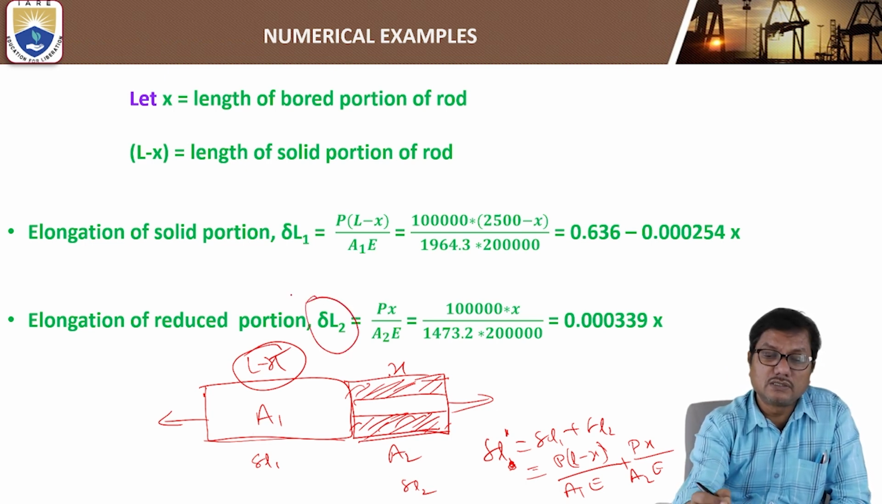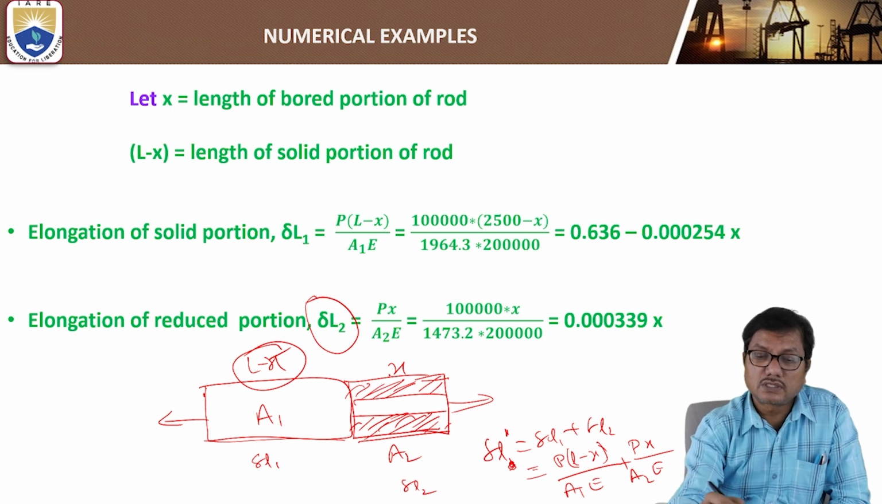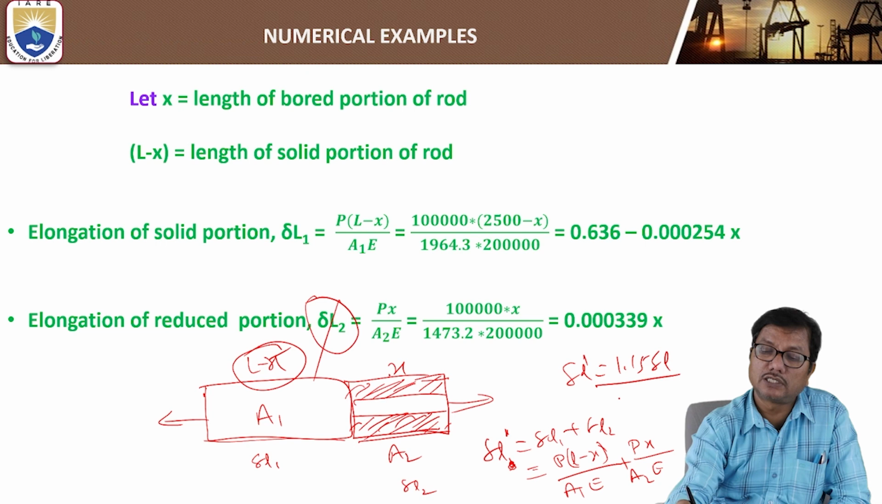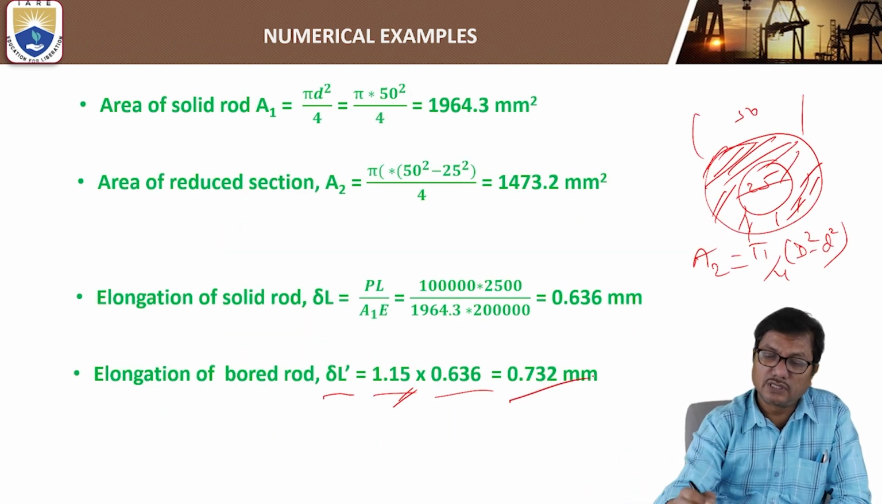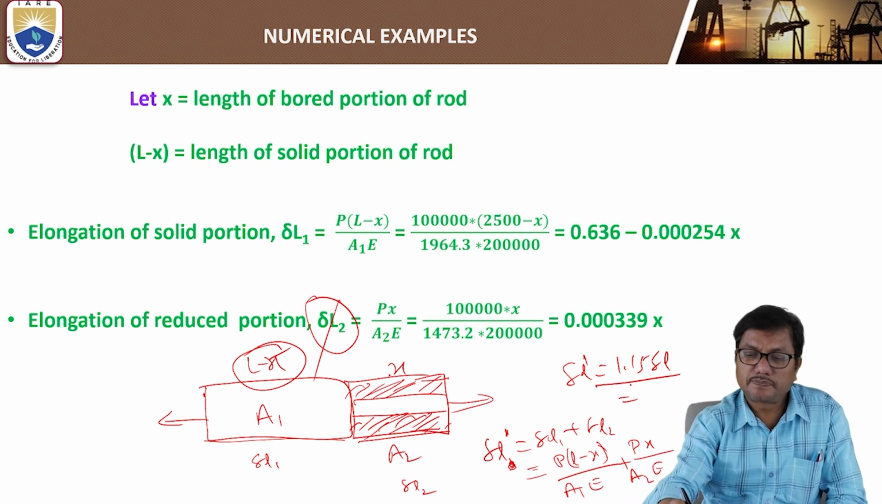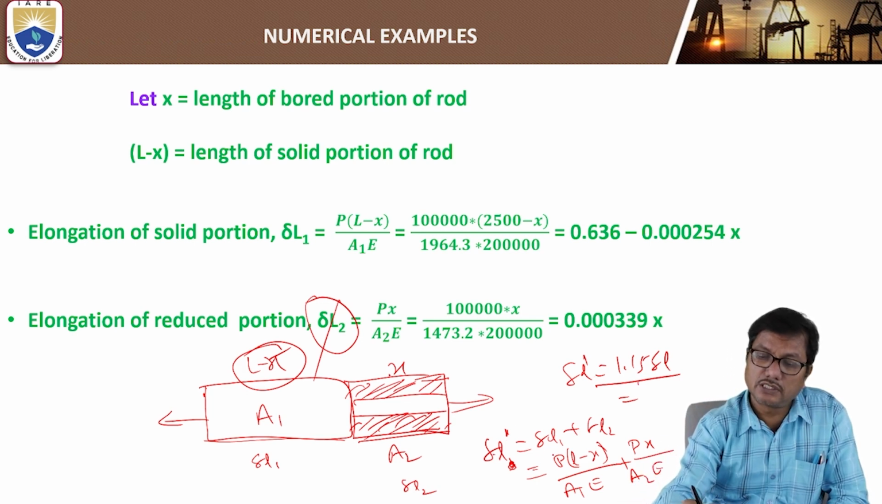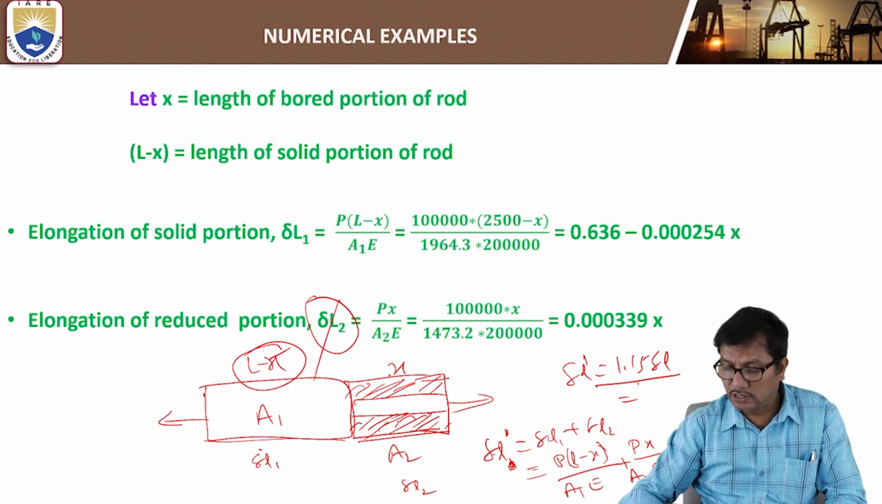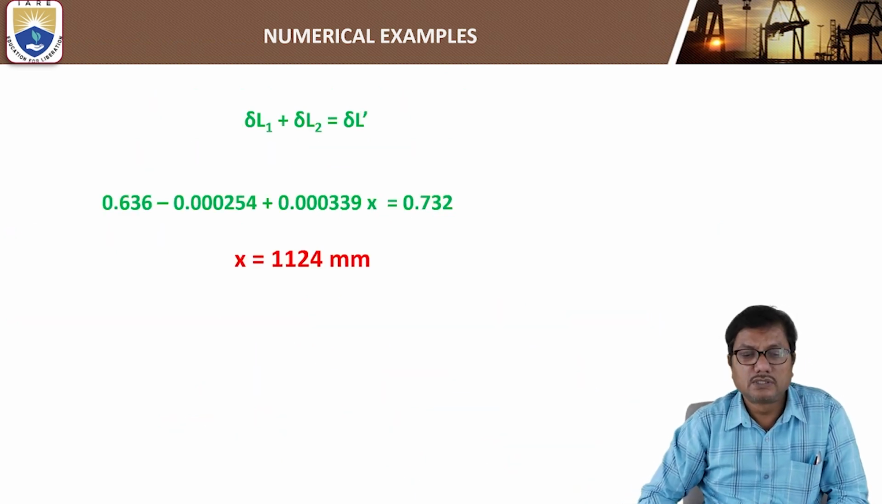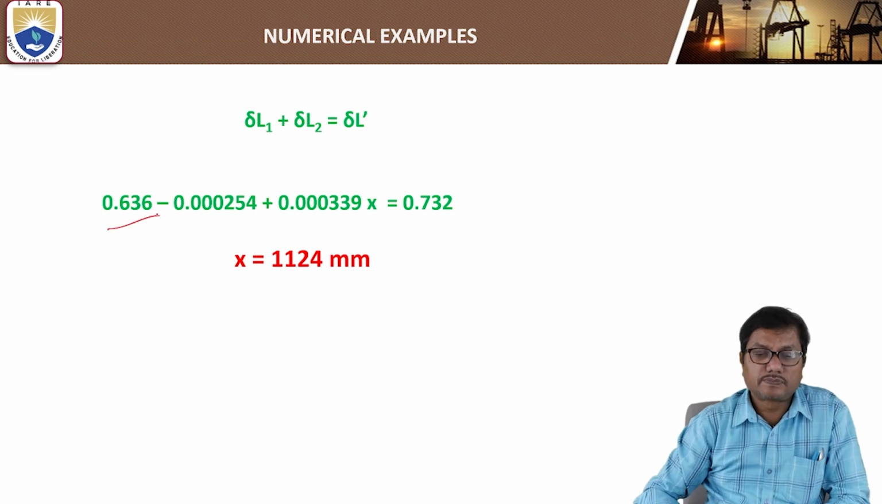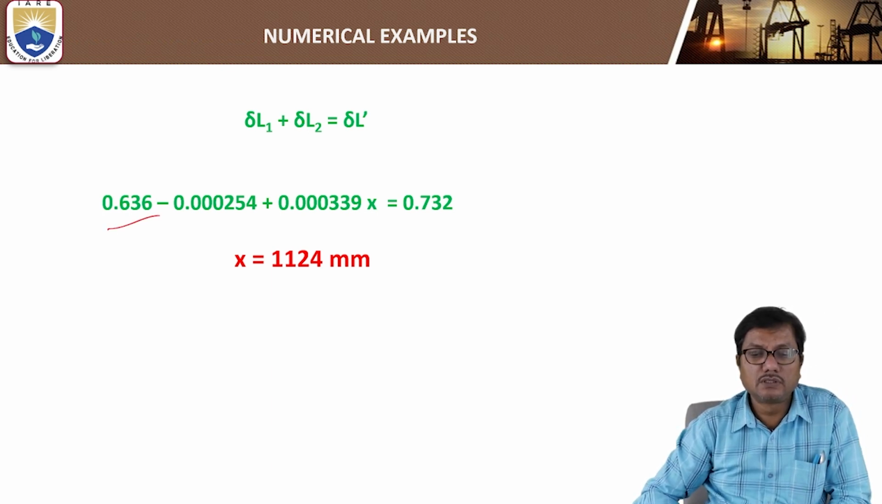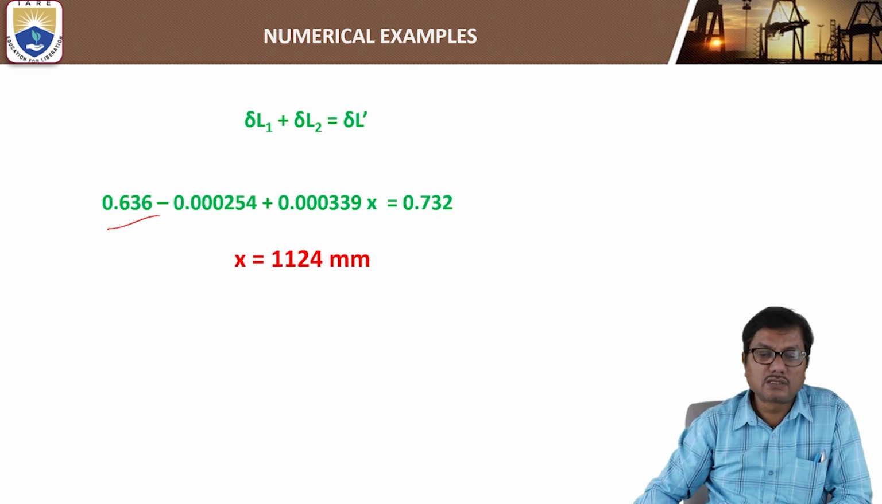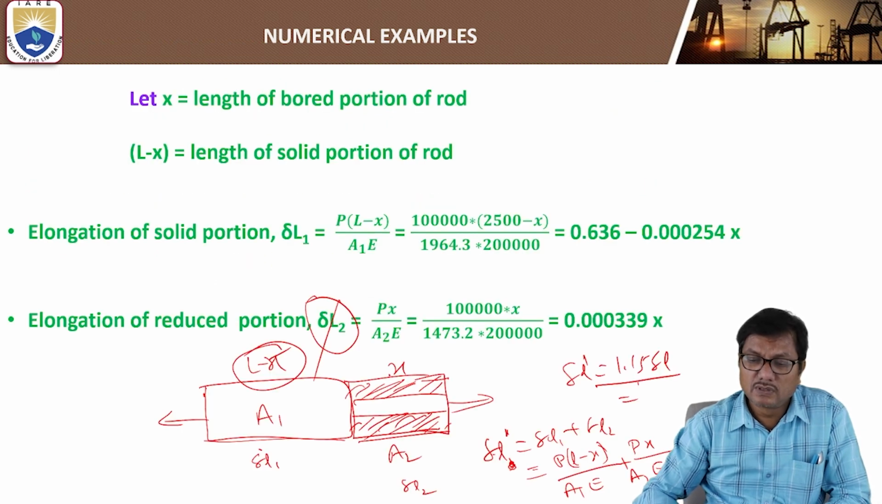And this is equal to delta L dash, the total extension, which is 1.15 times delta L. We have calculated this as 0.732 millimeters. So that is delta L dash here, which is given as delta L1 plus delta L2. Okay, understand?